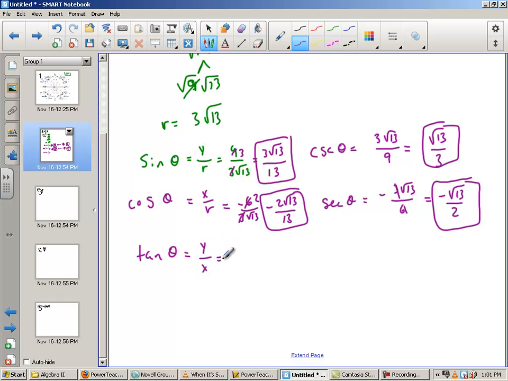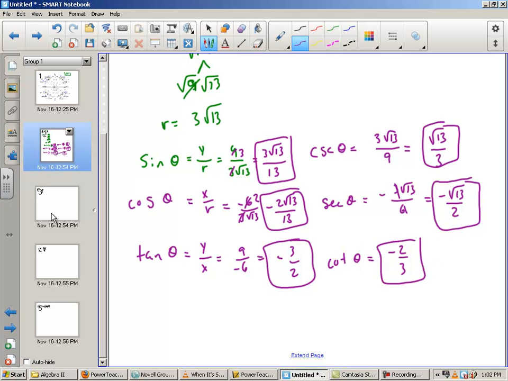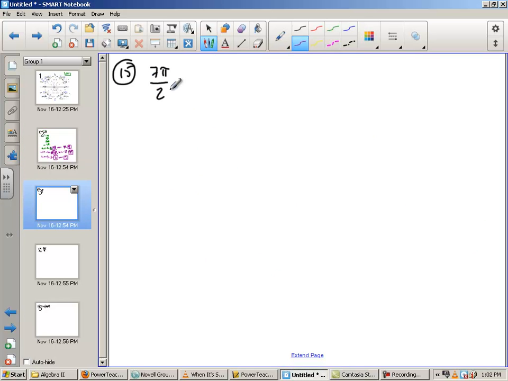Last two would be the tangent of theta, equal to y over x, which is 9 over negative 6, which reduces to negative 3 over 2. And so the cotangent of theta is going to be negative 2 over 3. And I'm done. Same idea, we're just changing lettering. Okay, don't let that get you confused.